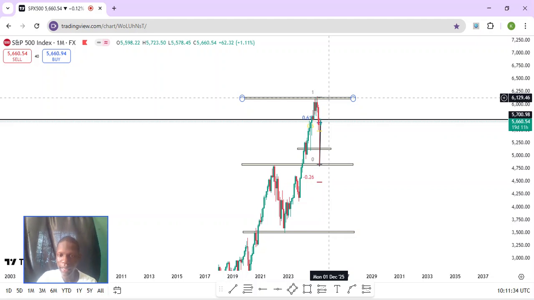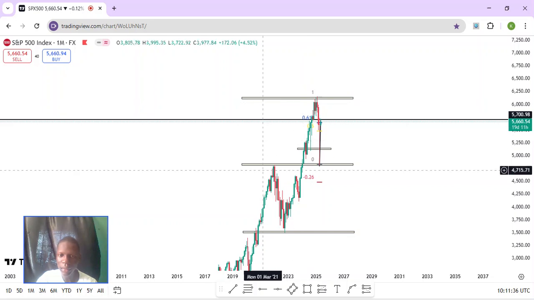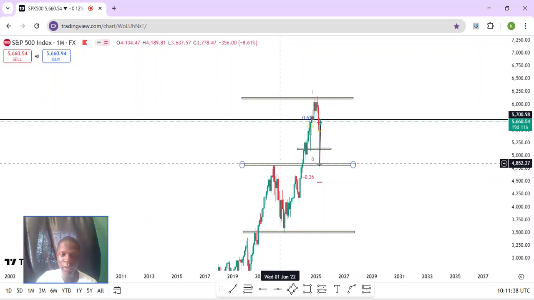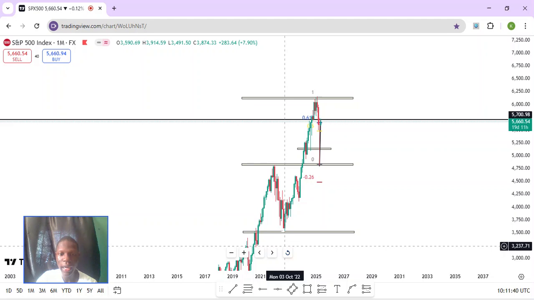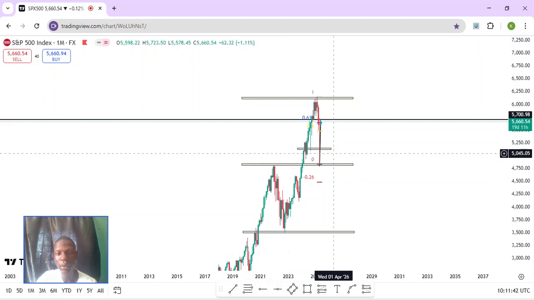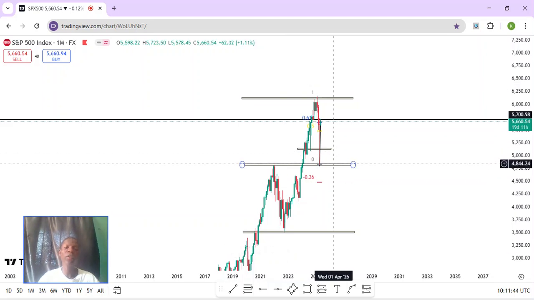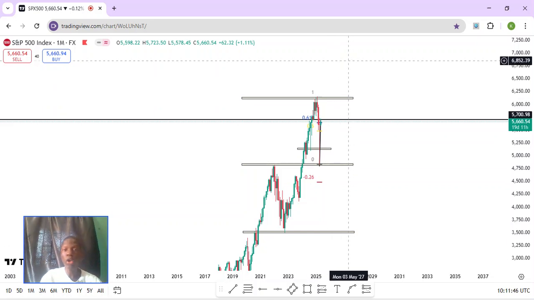I don't know if you guys get me. This is higher high. I'm going to repeat myself. This is higher high, higher low. This is another higher high. This is a higher low. So the market should give us a higher high or equal highs.